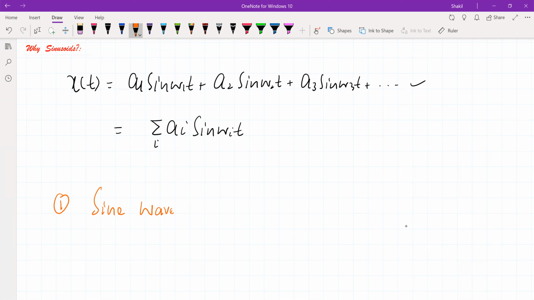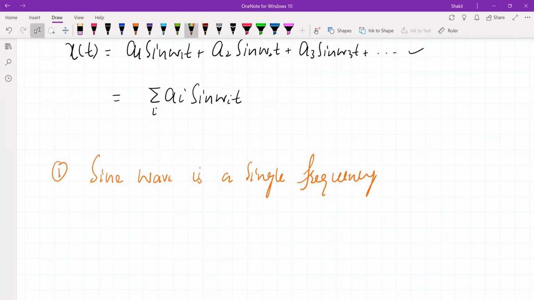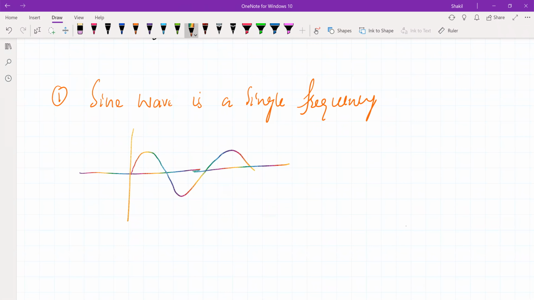Now, how do we know that a sine wave is a single frequency? If I see the time domain version of this signal and plot it from t equal to 0, we can plot it like this, and this is time. This is our x of t, or simply, our sine wave.